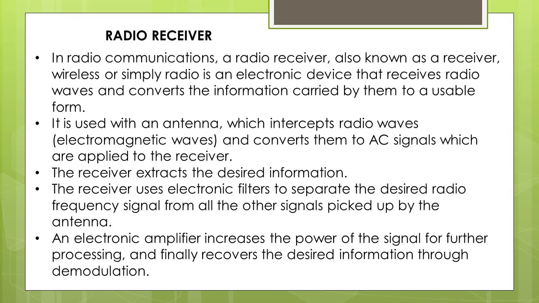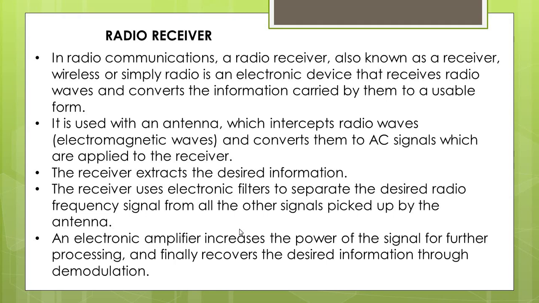So a radio receiver is a device which receives the radio waves and converts the information into sound or voice signals. An antenna is used. This antenna intercepts the radio waves, that is, it picks up the radio waves which are electromagnetic waves, and converts them to AC signals. These AC signals can be applied to the receiver. The purpose of the receiver is to extract the desired information. So filters are used in the receiver to separate the desired frequency signal from all other signals.